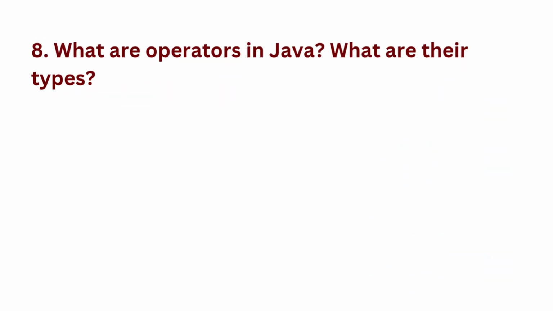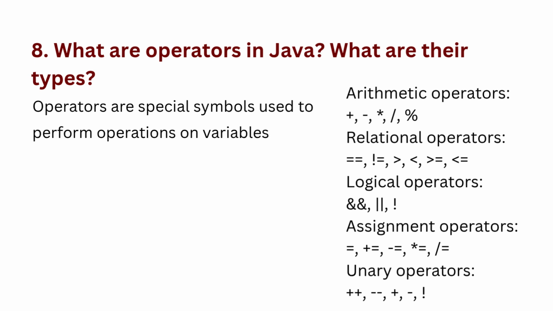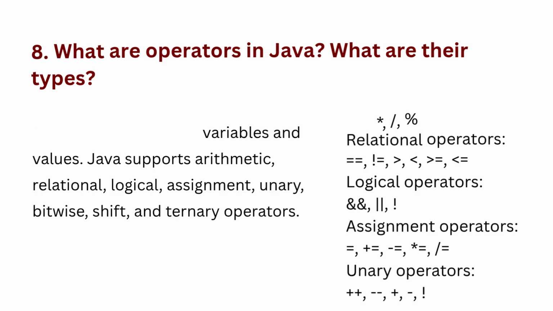Eighth question: what are operators in Java? What are their types? Answer: operators are special symbols used to perform operations on variables and values. Java supports arithmetic, relational, logical, assignment, unary, bitwise, shift, and ternary operators.